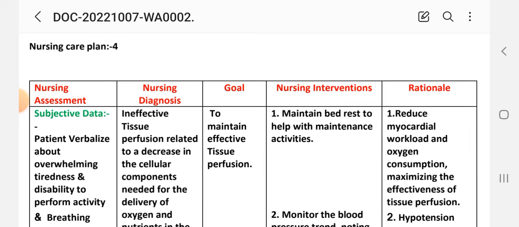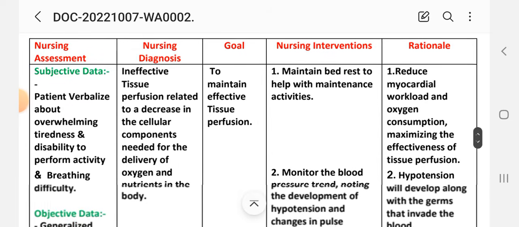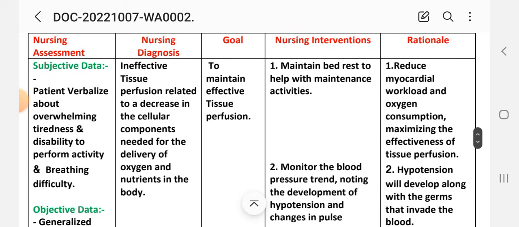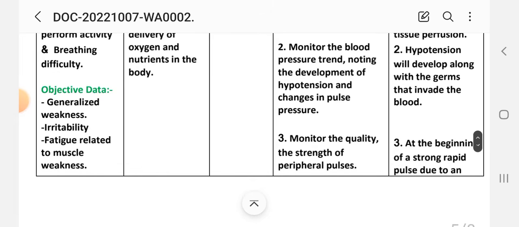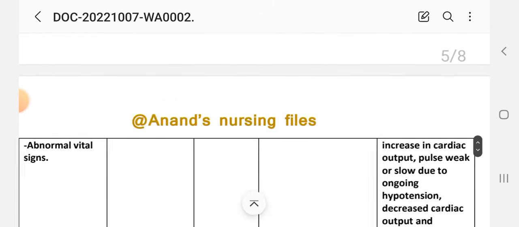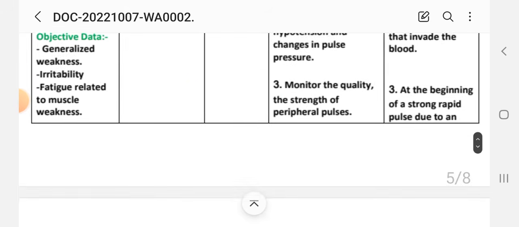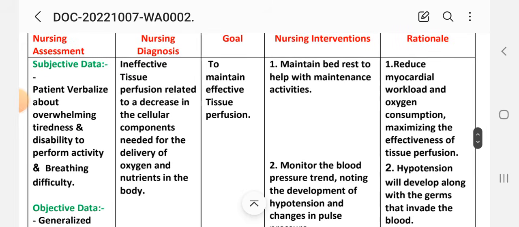Here we use the same steps: nursing assessment, diagnosis, goal, intervention, rationale. First subjective data: patient verbalizes overwhelming tiredness, inability to perform activity, and breathing difficulty. Objective data here: generalized weakness, irritability, fatigue related to muscle weakness, abnormal vital signs. Here the nursing diagnosis will be ineffective tissue perfusion related to a decrease in the cellular components needed for the delivery of oxygen and nutrients in the body.